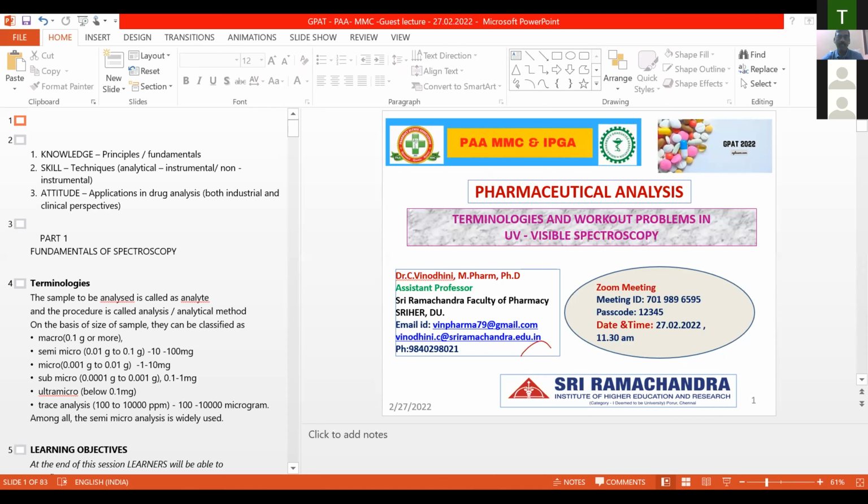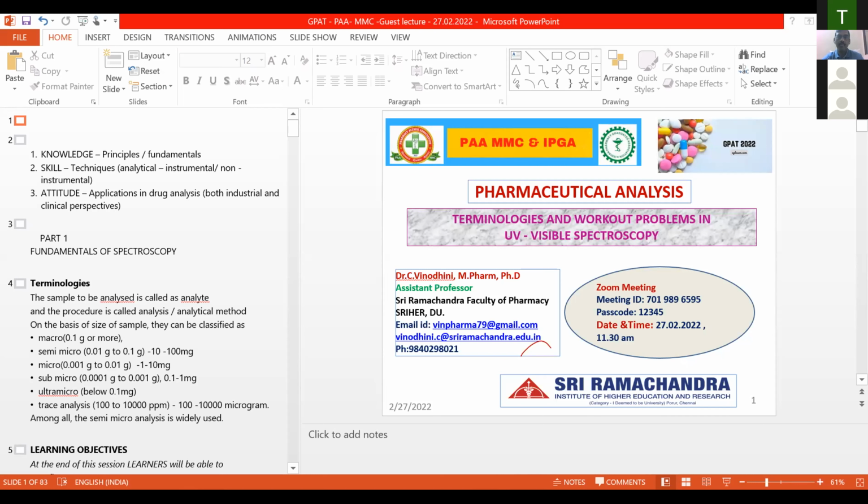And number 2 is skill. I could say that around 40% of the knowledge component is covered in the syllabus, along with 60% of the skill component, where you explore your knowledge towards the action of the techniques, whether it is a non-instrumental or instrumental method of analysis. So that is called the skill component. And the third component, which is attitude, is nothing but application-oriented.